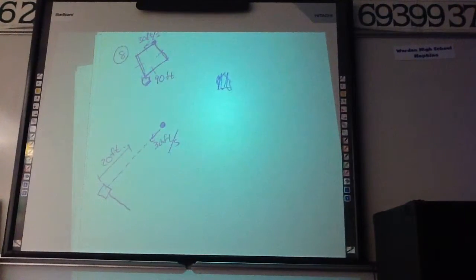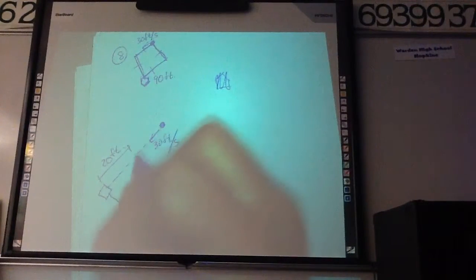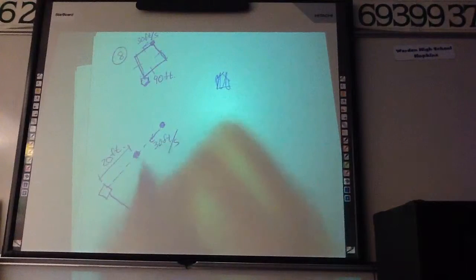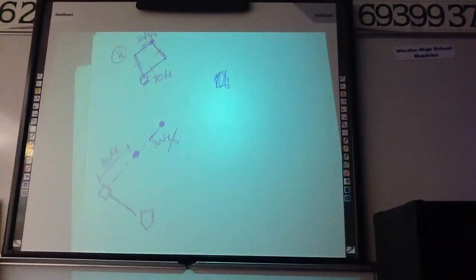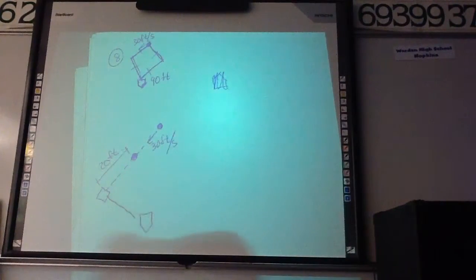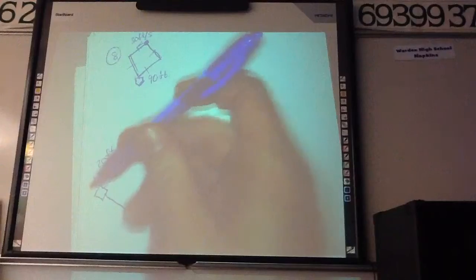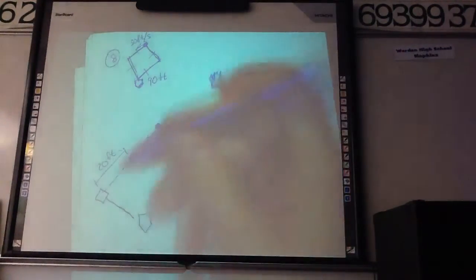At what rate is the player's distance from home plate changing? The problem is asking, when he's right here, how is his distance from home plate changing? It's not asking about his distance from third base. His distance is decreasing. He's getting closer to home plate, isn't he? Yep, but at a weird angle.